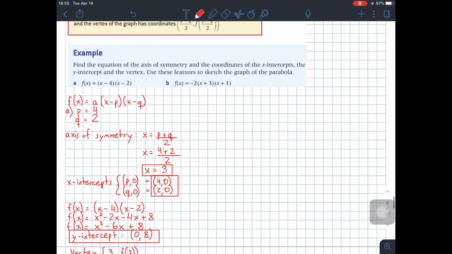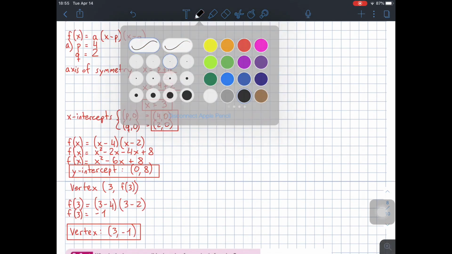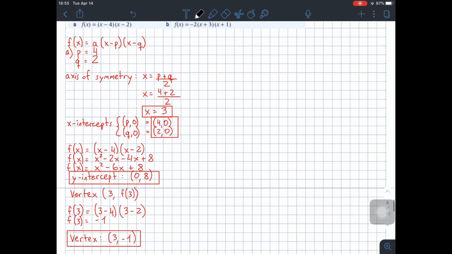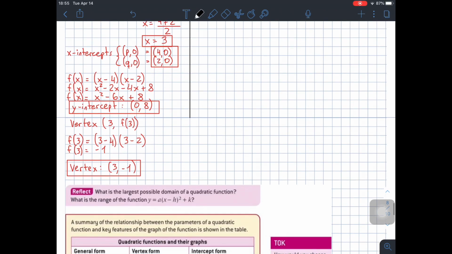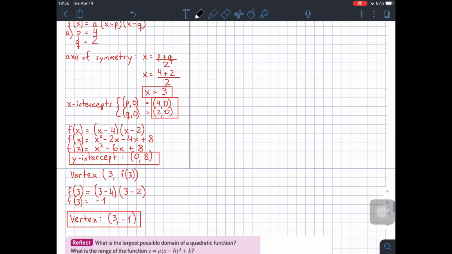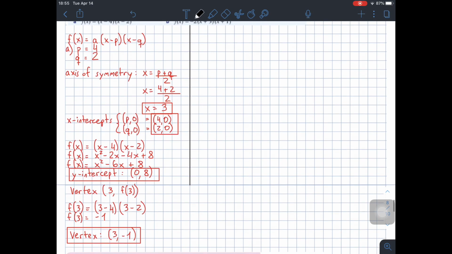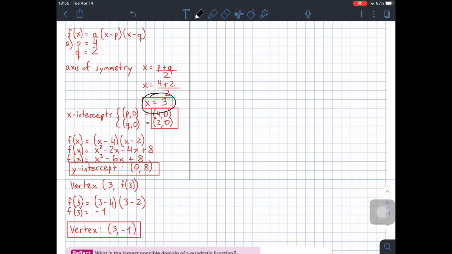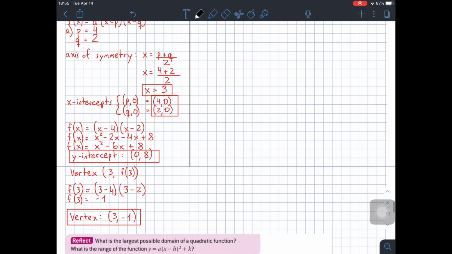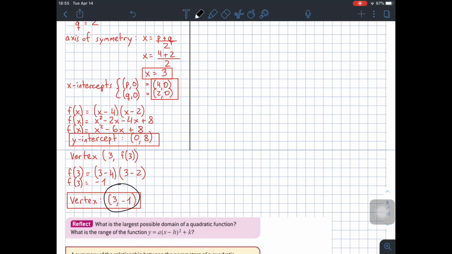Okay, so I'm going to see if I can make it. I'm going to divide this right here. So I'm going to make the sketch for part A right over here, down here. So we know that the axis of symmetry is 3. The roots are 4 and 2. Both are positive numbers. The y-intercept is (0, 8). That's a positive number too. And the vertex is (3, negative 1). That means that our smallest value would be negative 1.